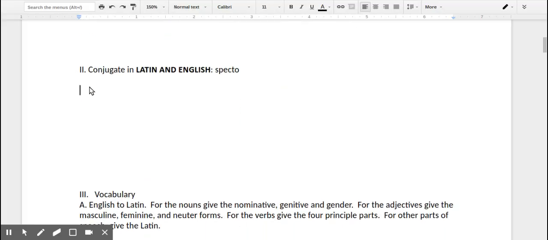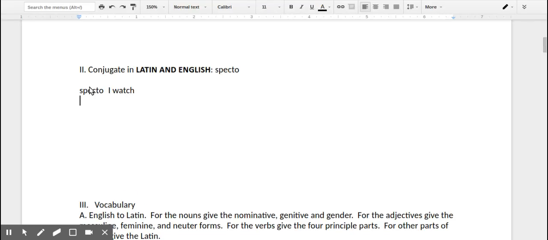All right, Latin to English for specto. So you'd have specto, which would be I watch. And then the next one is spectas, which is you, singular, watch, then it's spectat, which is he, she, or it watches. Then you have spectamus, which is we watch.